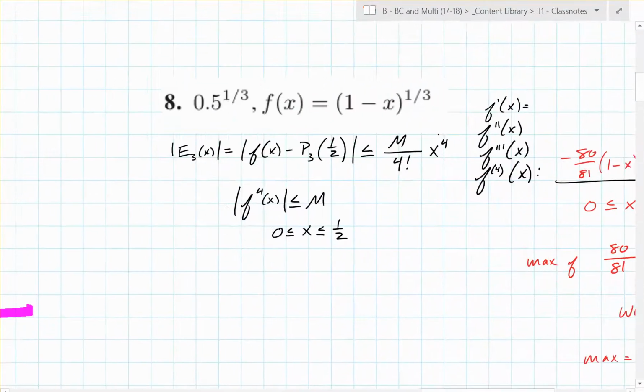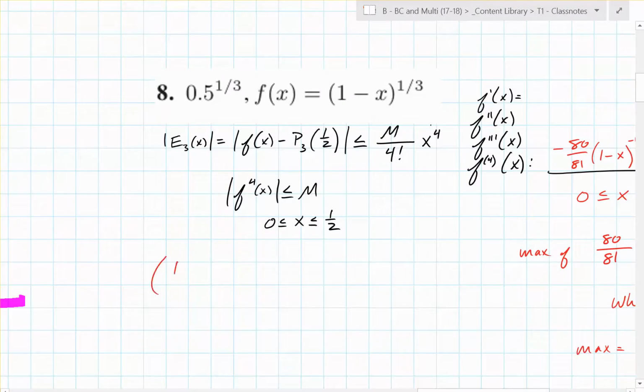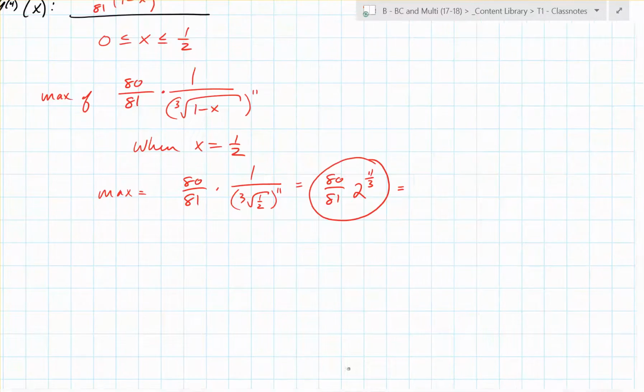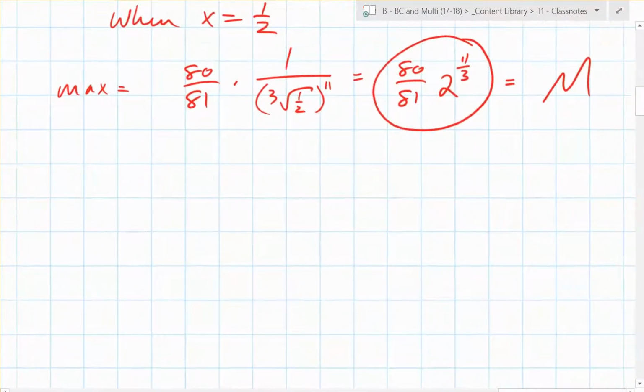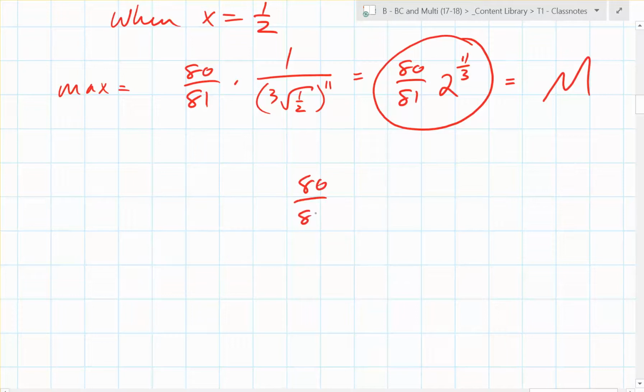So the first thing we do is we say, okay, on our calculator, do this for me. What is 1/2 to the 1/3? Someone tell me what that is. Raise your hand when that is the m value. Absolutely. So let's just finish this first. You're absolutely right. So it's going to be 80 over 81, 2 to the 11 over 3.